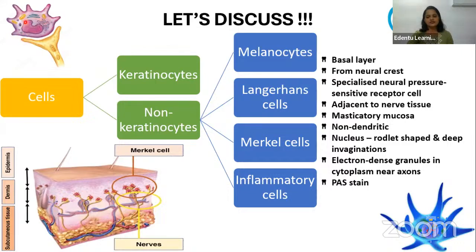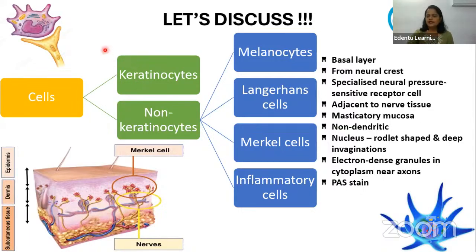Another characteristic feature is that in the cytoplasm, you can see a lot of granules like this. And usually these granules will be present near the nerve endings. So that is a characteristic feature of this Merkel cell.